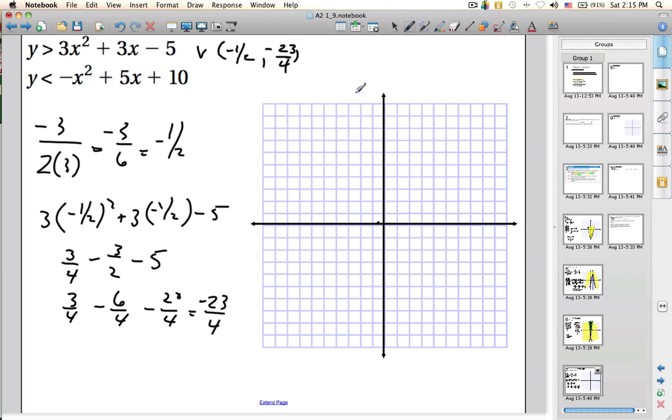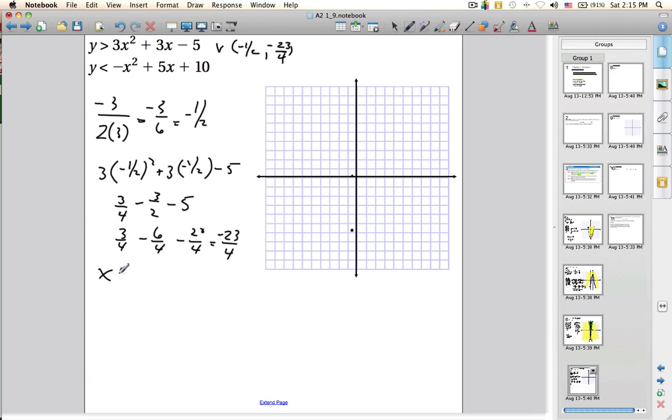Negative 23/4. So 23/4, that's 5 3/4. So 1, 2, 3, 4, 5 3/4. So right about there. That's my vertex. I'm going to need more room here.